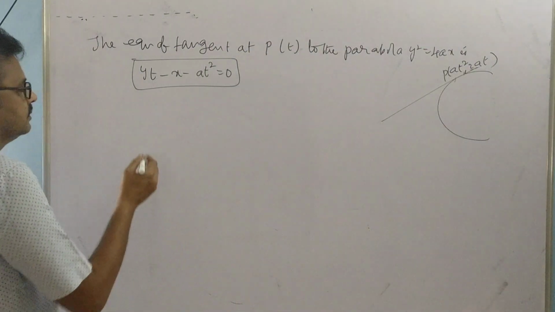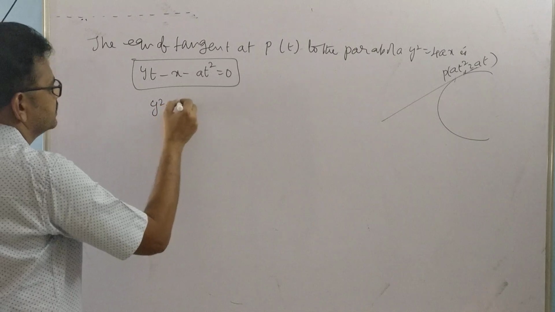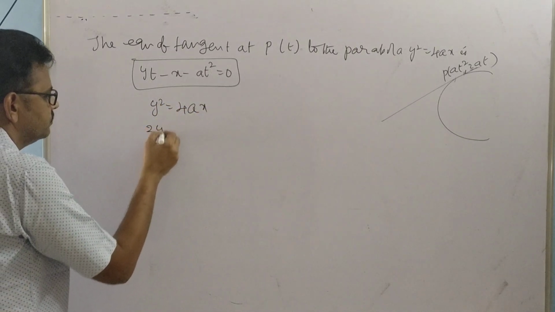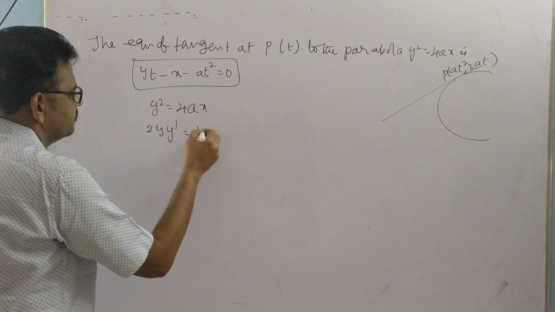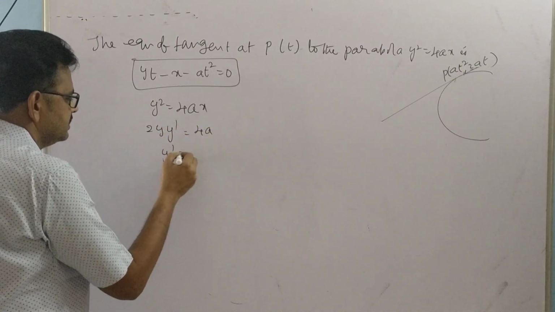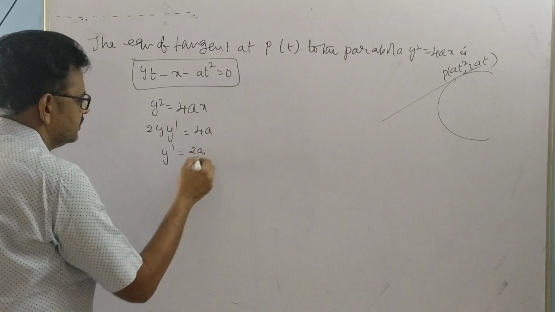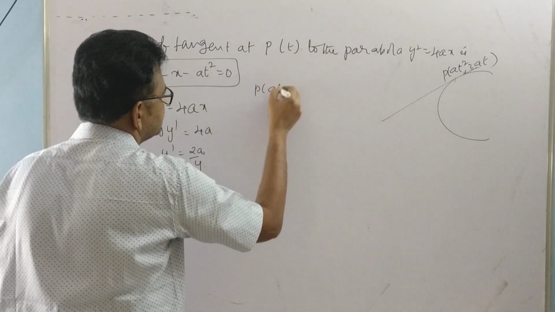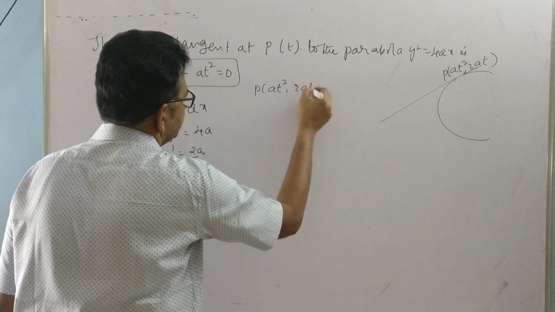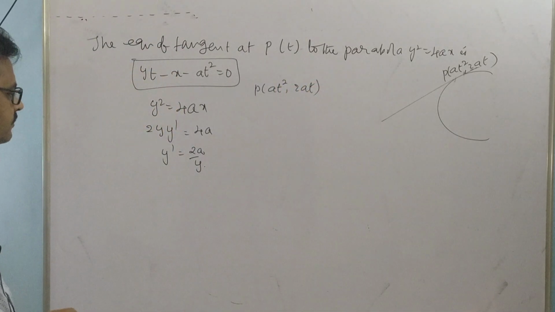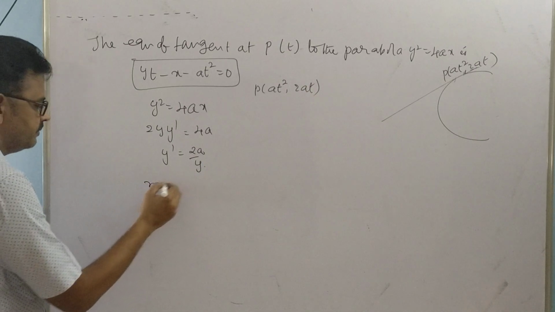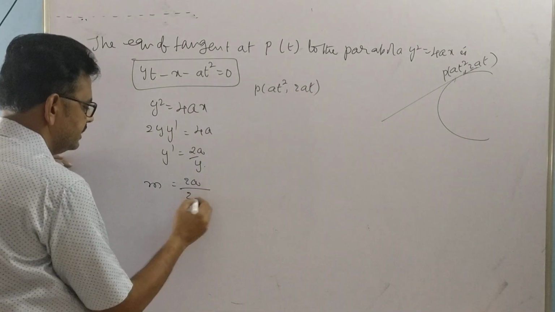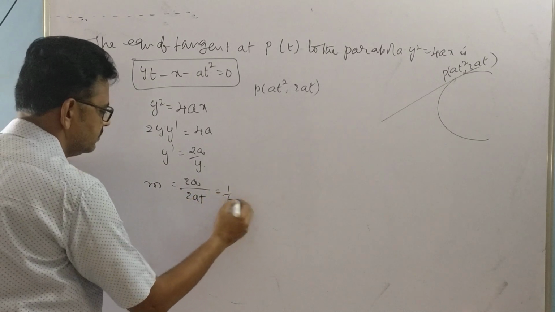Or here y square is equal to 4ax. Now differentiating, 2y y dash is equal to 4a. Y dash is equal to 2a by y. Now the point P is (at square, 2at). That is m, the slope of tangent, equal to 2a by y1, which is 2a by 2at, that is equal to 1 by t.